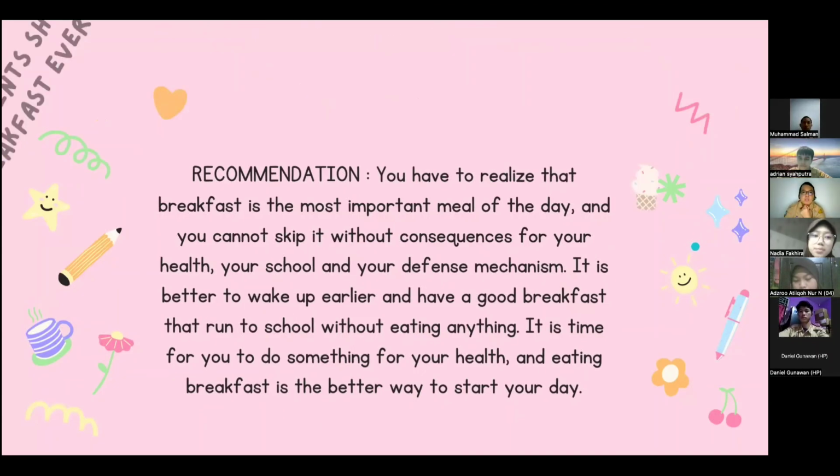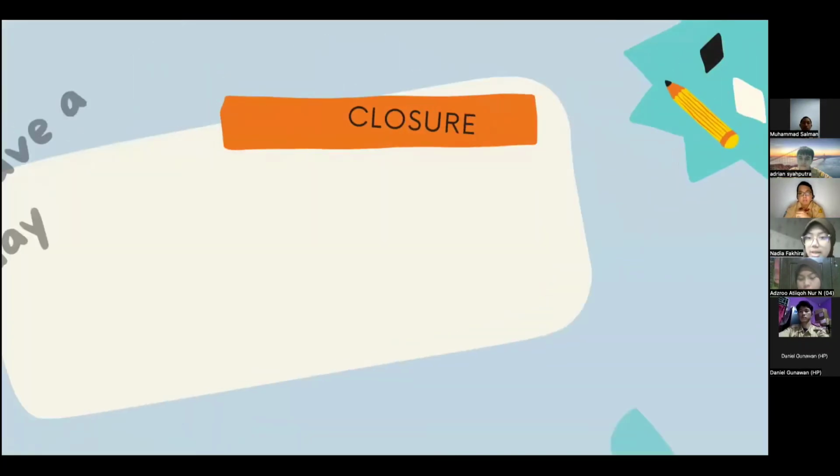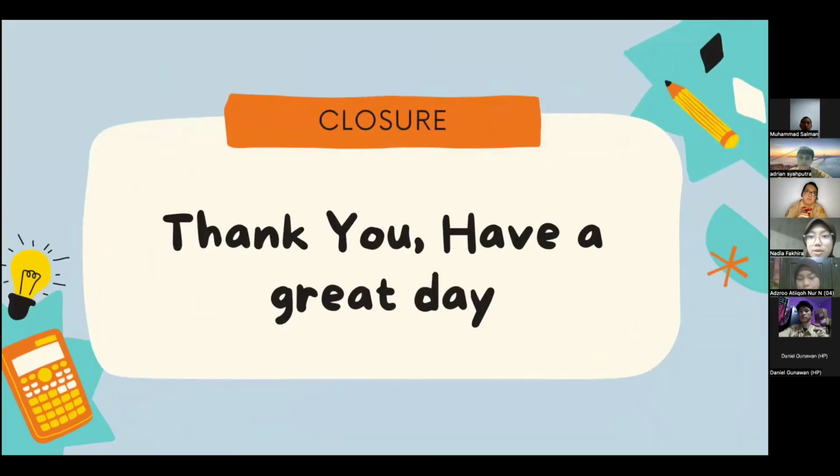So hortatory exposition is a text in which the author gives some information, argumentation, and recommendation or some tips. Hortatory exposition and analytical exposition are similar, but these two types of text are different. The purpose of the hortatory exposition is to persuade the readers to do something in the right way. And the generic structure of this text, the first one is thesis, the second one is argument, and the last one is recommendation. Okay, that's all from us.